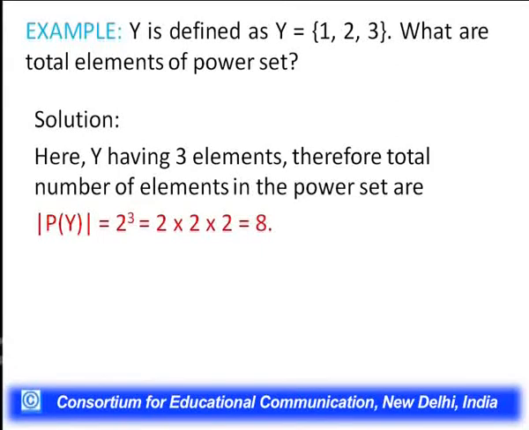Let us consider another example. Y is defined as the set {1, 2, 3}. What is the total number of elements of the power set? Solution: Here Y has 3 elements, therefore the total number of elements in the power set is mod P(Y) equal to 2 to the power 3, that is 2 into 2 into 2, which is equal to 8.